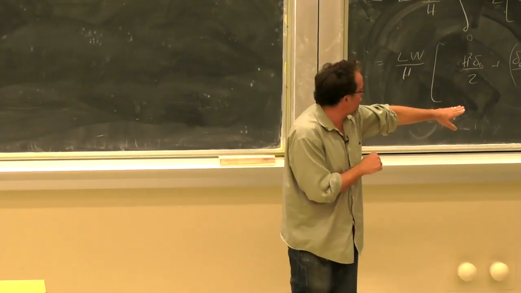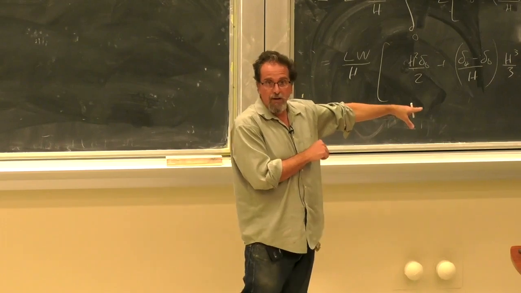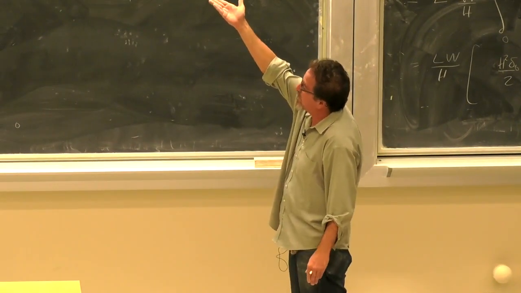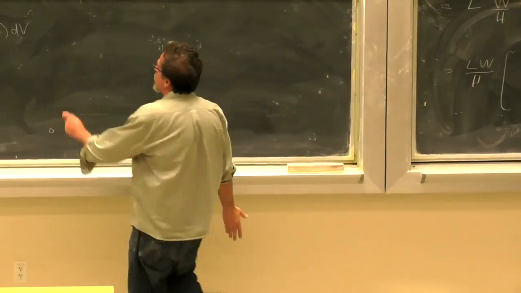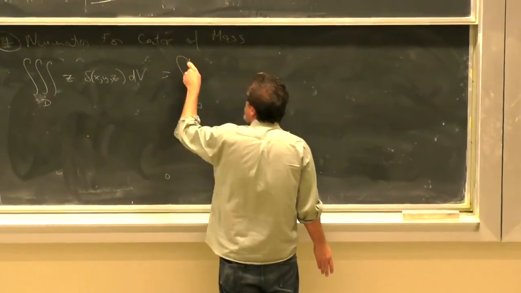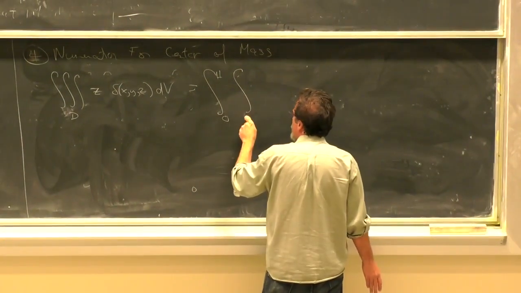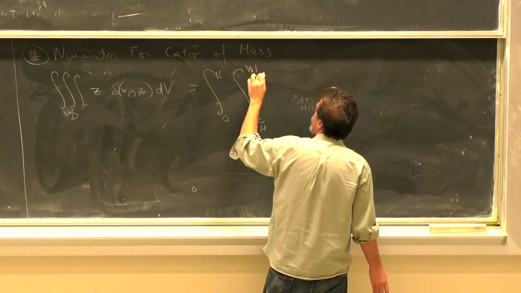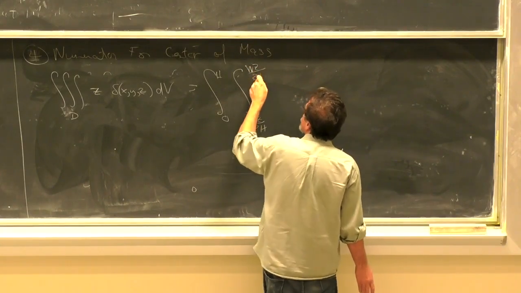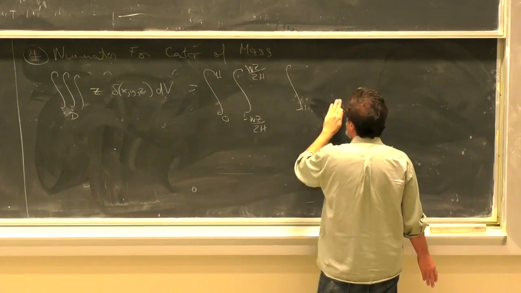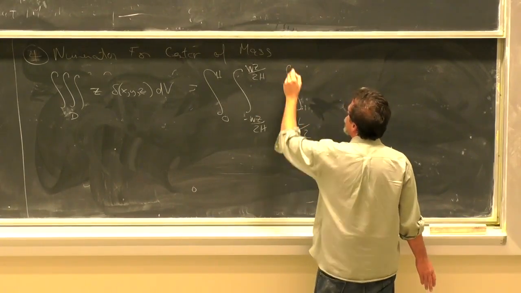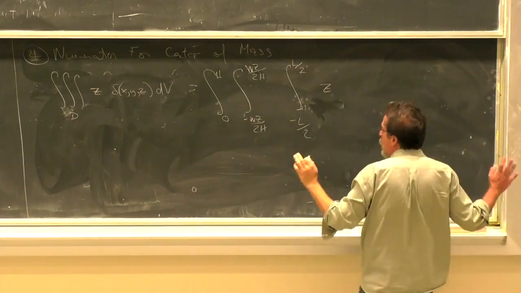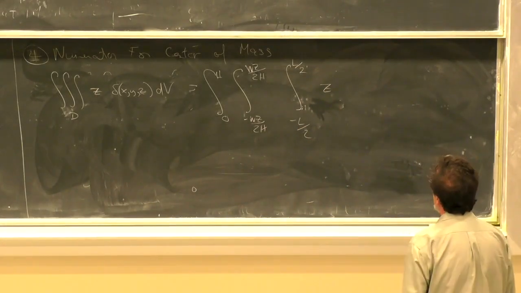So I've got this formula over here, which is the total mass. This is the numerator for the center of mass, the z component at least. So I need to do this. Again, same setup: 0 to h, negative wz over 2h to positive wz over 2h, and then y from negative L over 2 to L over 2. Now I've got a function here, so I've got to breathe.